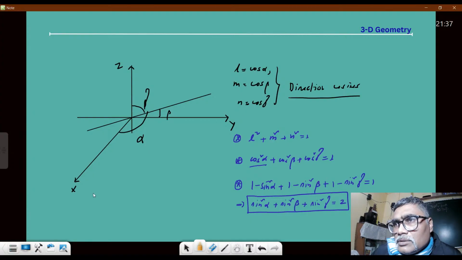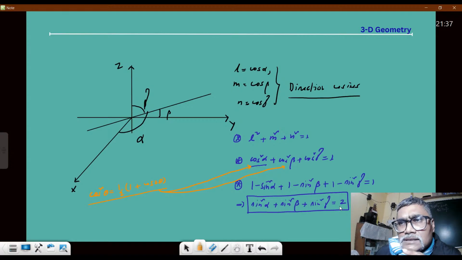We can remember cos squared theta equals half times 1 plus cos 2 theta. Now, if I use this particular identity for each of these angles, I can find a very nice relation between cos 2 alpha, cos 2 beta and cos 2 gamma. That is actually a question in the subsequent slides, so I'm not proving it now.